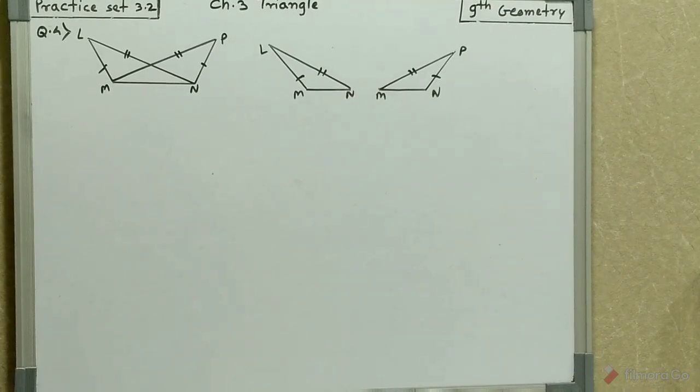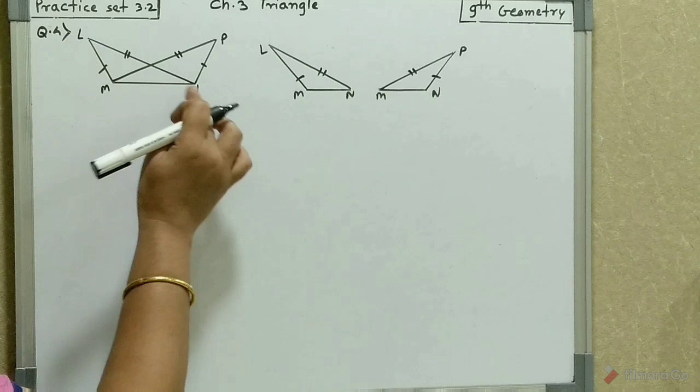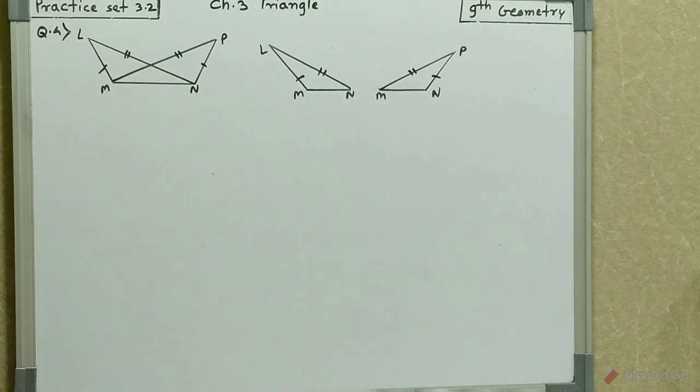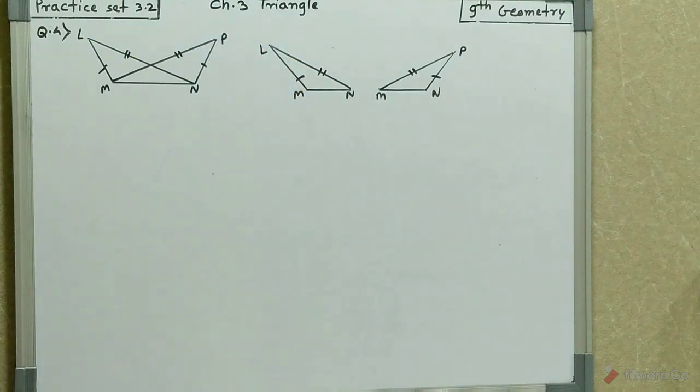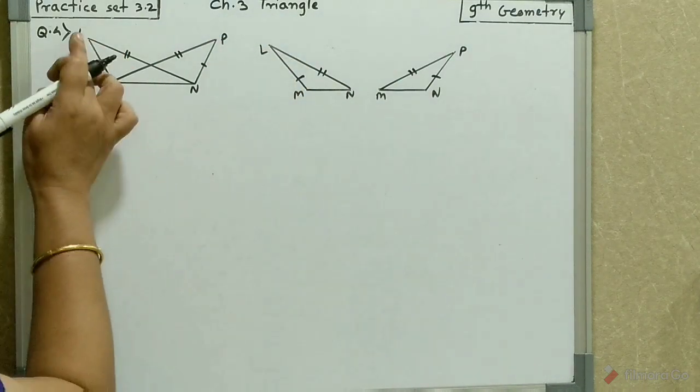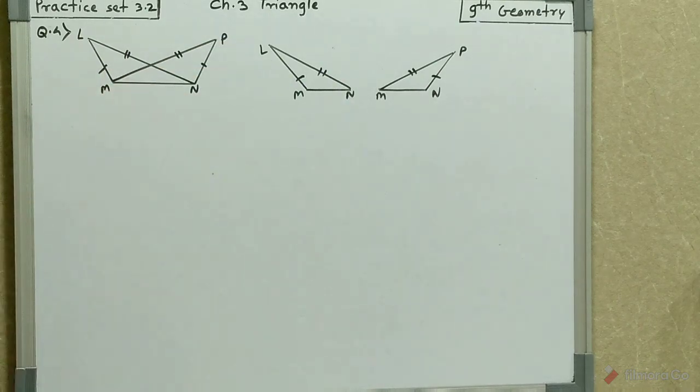See the fourth question. As shown in the following figure, triangle LMN and triangle PNM. LM equal to PN, and LN equal to PM. Write the test which assures the congruence of two triangles, and write the remaining congruent parts. Now, we prove that these two triangles are congruent and then write the remaining congruent part.